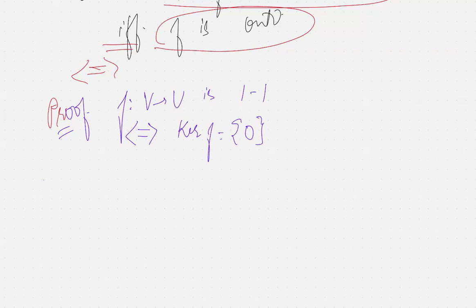We know that it is a linear transformation. We know that it is 1, 1. We are just left with proving that F is onto. What is the way of proving onto? Yes, when we prove that range is equal to codomain.